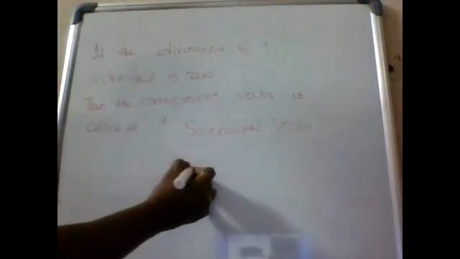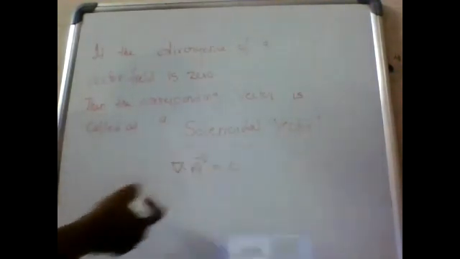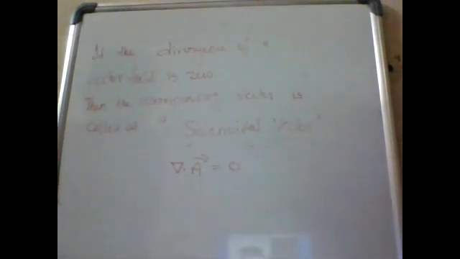That means if del dot A bar equals 0, then this vector is called a solenoidal vector. If the divergence of that vector equals 0, then we can say that the type of vector is called a solenoidal vector.